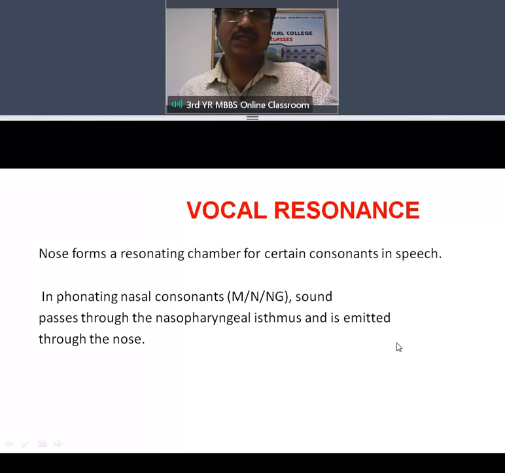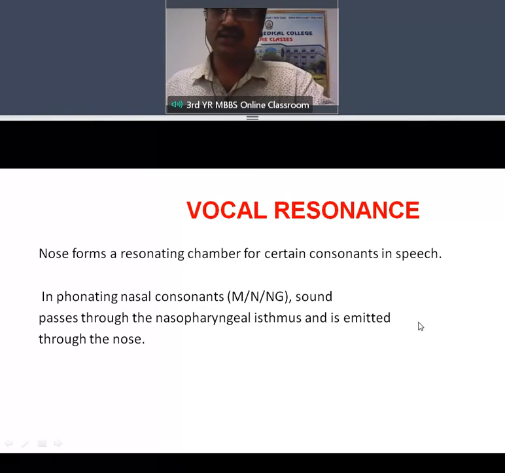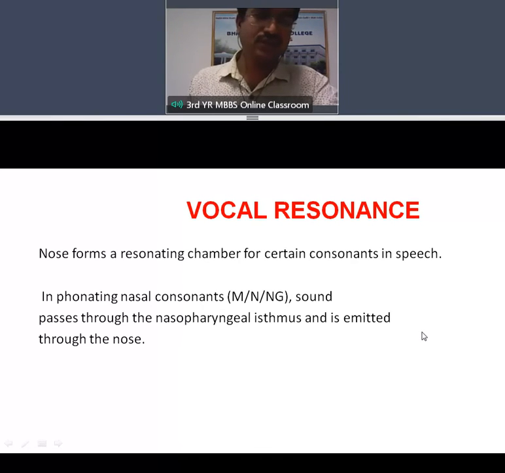So sneezing, immunoglobulins and interferons and enzymes, and also the mucociliary blanket. By these three mechanisms, the nose will protect the lower airway.